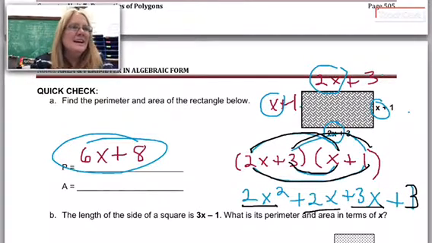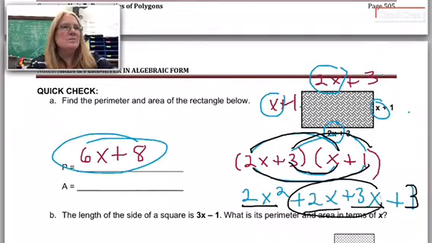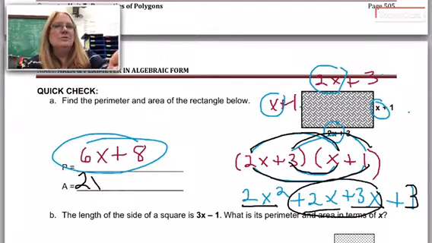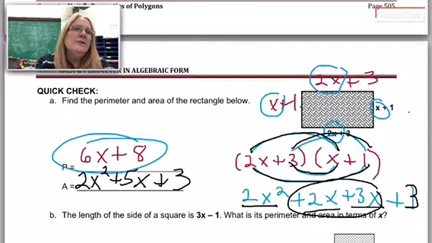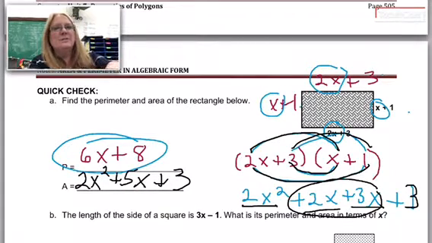Good, I caught that. And now we're just going to combine these like terms in the middle, and you'll get 2x squared plus 5x plus 3. And that is the area of that rectangle. All right, let's look at one more.